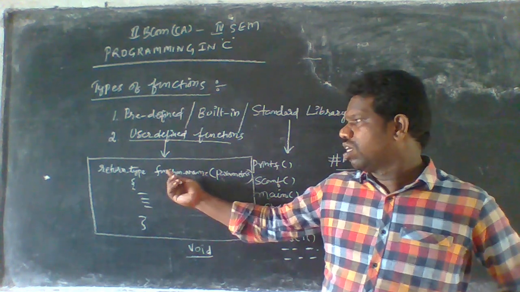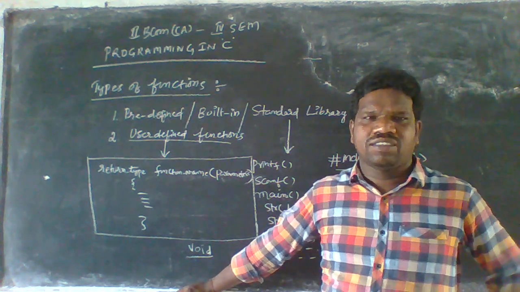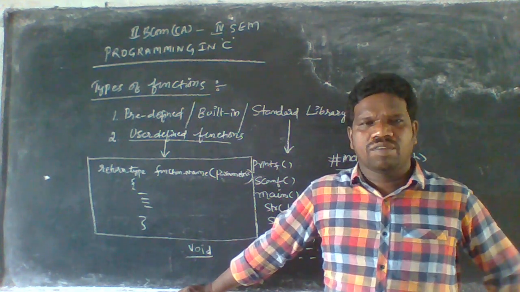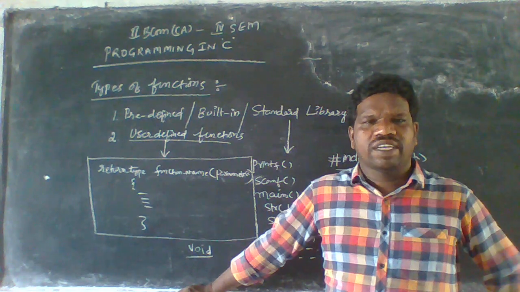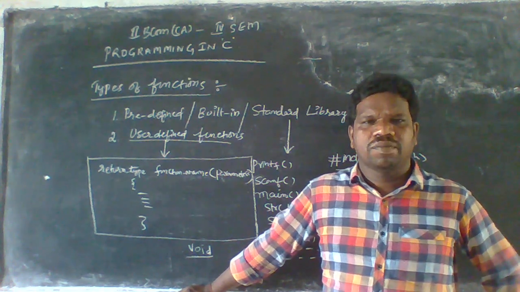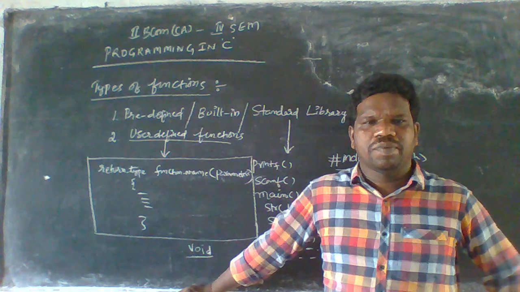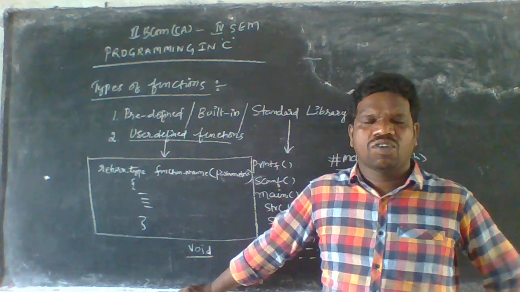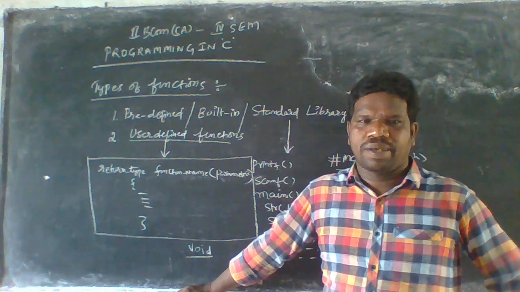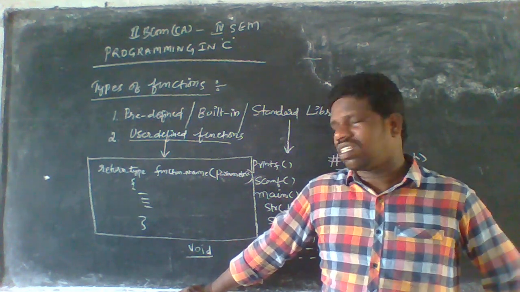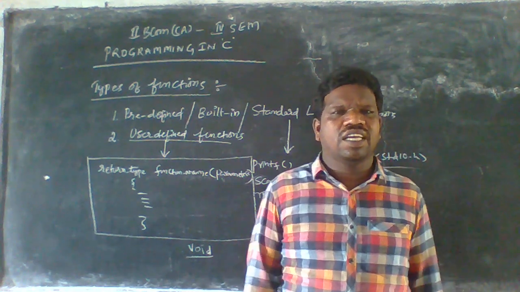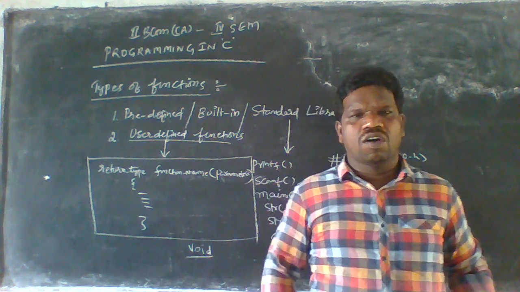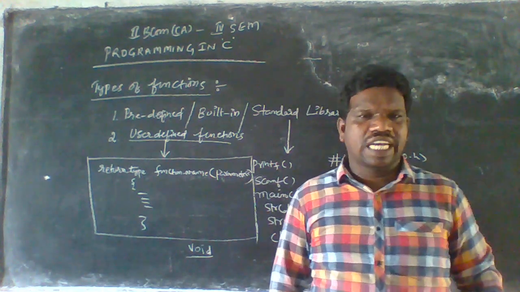A function name is also known as an identifier. The function name should not be a keyword. We have 32 keywords available in the C programming language, and these 32 keywords cannot be used as identifiers because of the rules. The function name or variable name is called an identifier here.